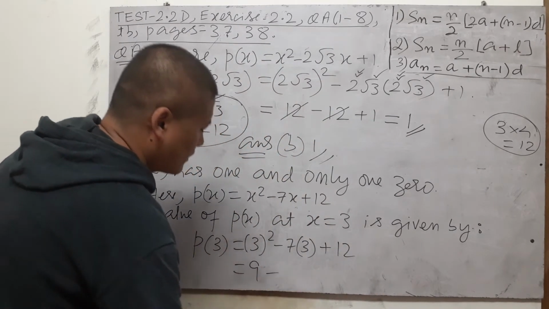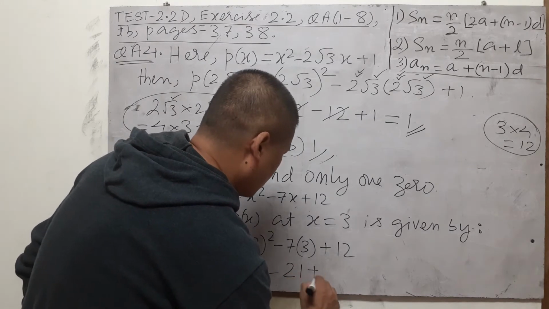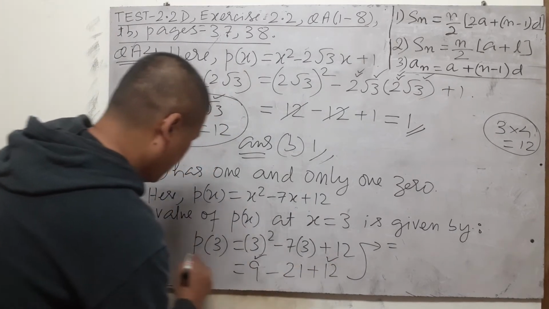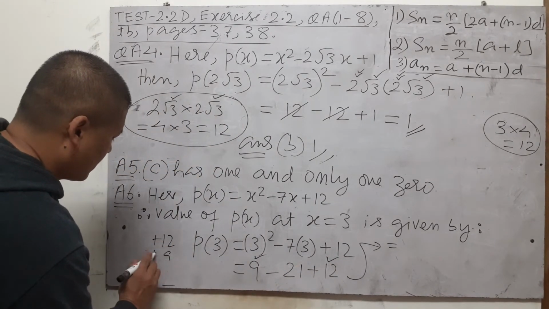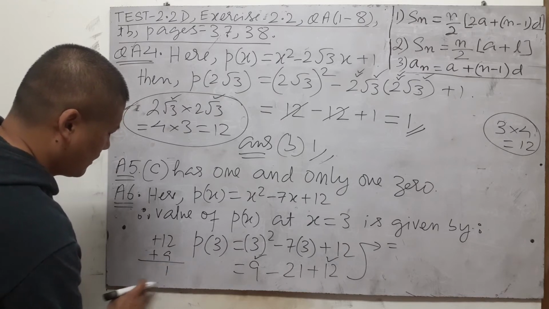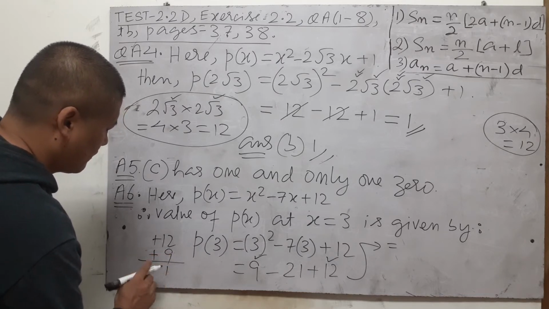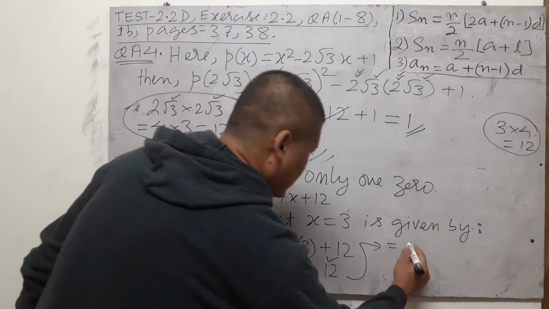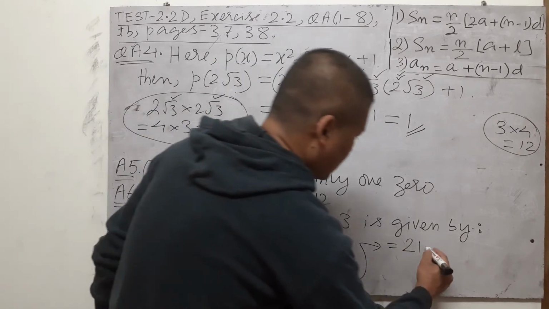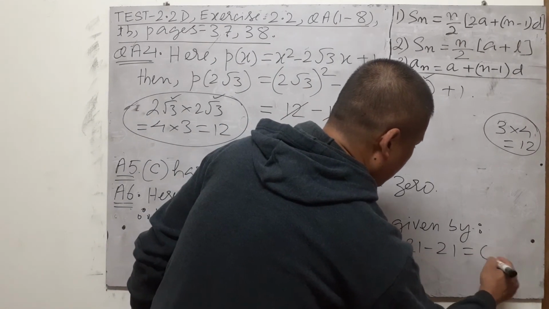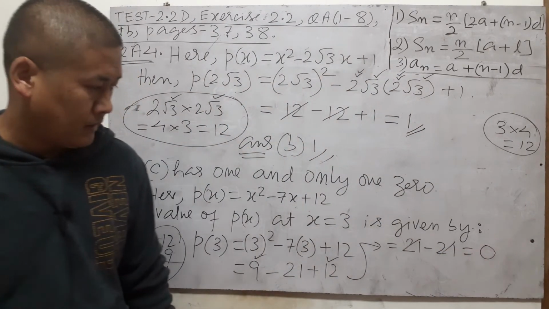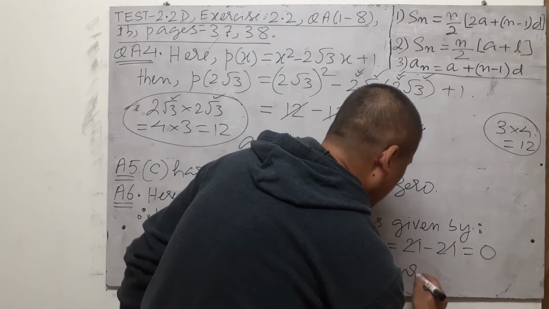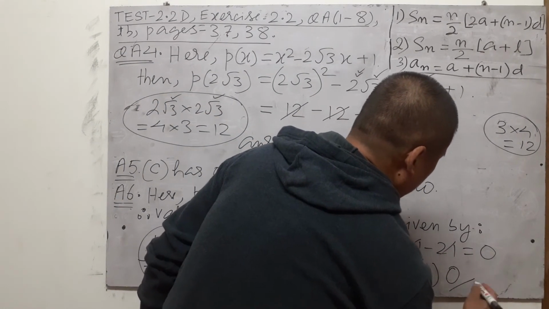3 3s are 9, minus 7 3s are 21, plus 12. You can take the plus terms together: plus 12 and plus 9 is addition, 9 plus 2 is 11, 1 plus 1 is 2, so plus 21. These two taken are plus 21, and here minus 21. 21 minus 21 is 0. So the right answer is 0. Yes, that's correct, same as the book answer. The answer should be B, 0.